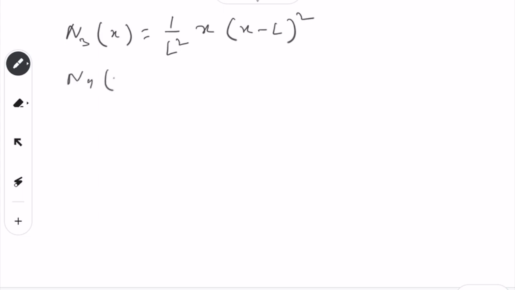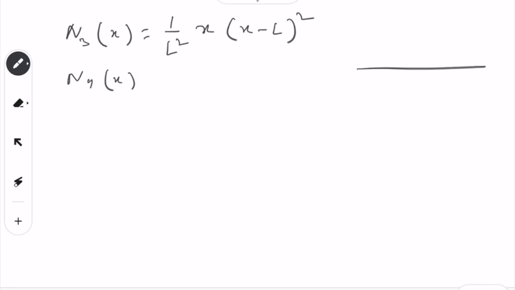So N3(x) will be 1 over L square, and then you have x (x minus L) square. Okay, so we got N3. Now N4(x), it is also the same thing.